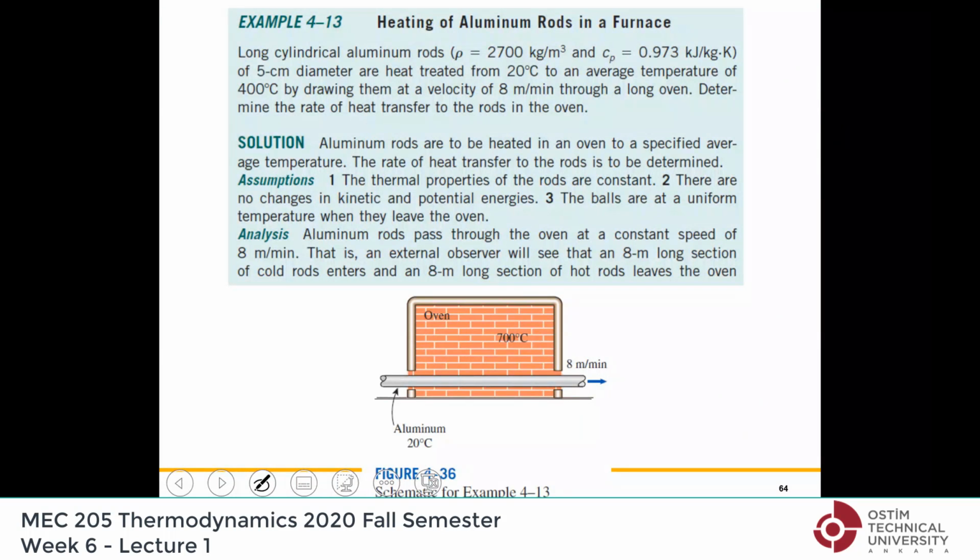Now let's go through another example, which is more challenging. In industry, we often have steel rods continually being heated or cooled in long furnaces. So in this case, we have aluminum rods, as you see here. This is aluminum here, and there is a long oven at 700 degrees, and it is moving at a speed of 7 meters per minute.